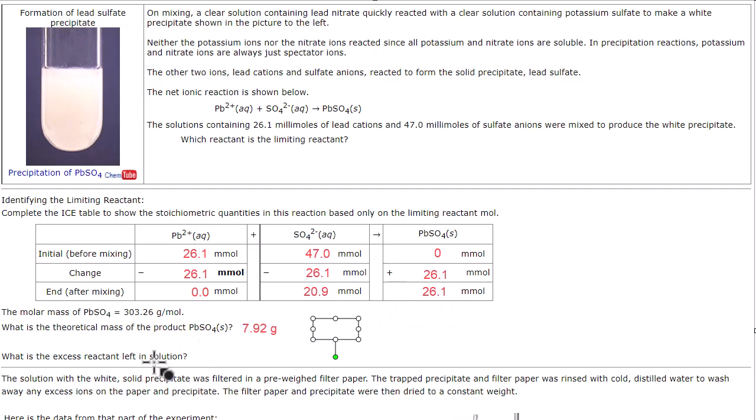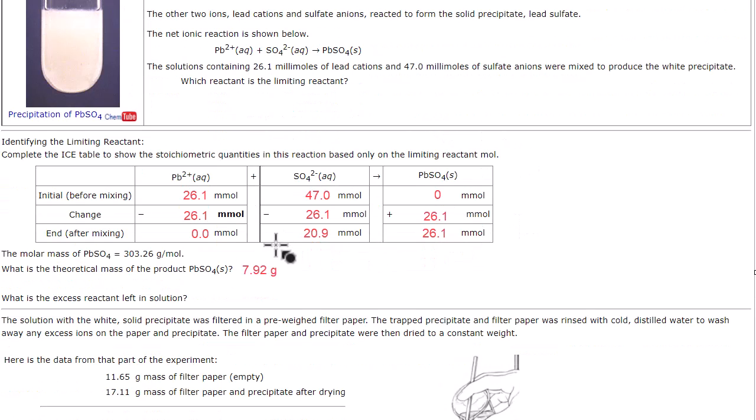What is the excess reactant left in solution? Well, our excess reactant is our sulfate, and we've already talked about that. That's our 20.9 sulfate. Now, this is the reactant. We still have potassium ions, which are spectator ions, and nitrate ions. Potassium and nitrates don't form precipitates. There's an exception for potassium, but you don't have to worry about that in AP. But they just float around, and you're not going to find them in the precipitate. They're going to be left over in this clear solution.